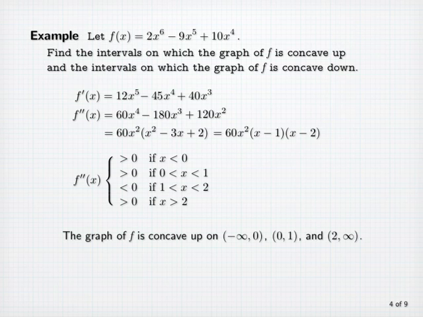So we can say that the graph of f is concave up on the open intervals minus infinity to 0, 0 to 1, and 2 to infinity, and the graph of f is concave down on the open interval from 1 to 2.